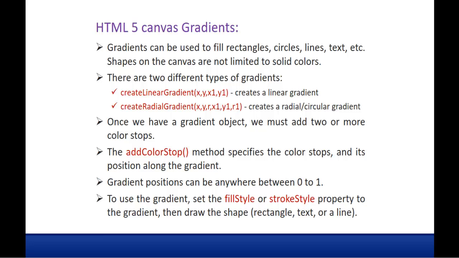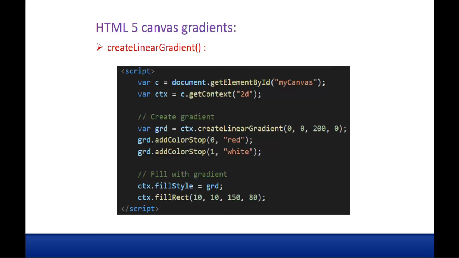To use the gradient, set the fillStyle or strokeStyle property to the gradient. Then we have to draw the shape. In the sense, first we have to tell what gradient you need, and finally you have to tell the shape where the gradient is going to apply. Now, without wasting much time, let me show you how to create a linear gradient. It's very simple.